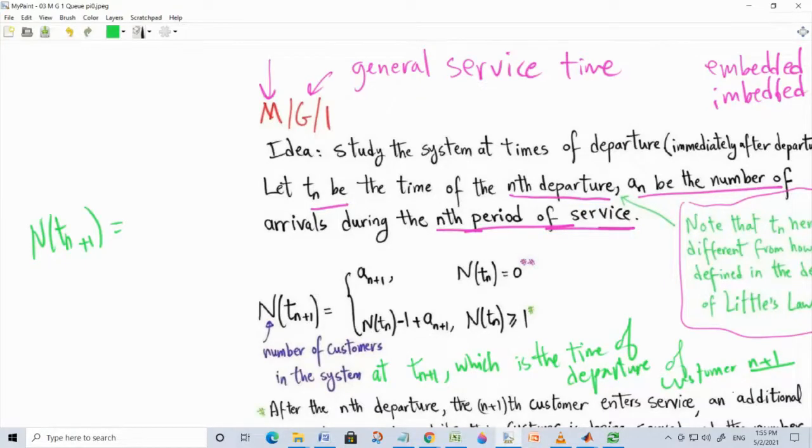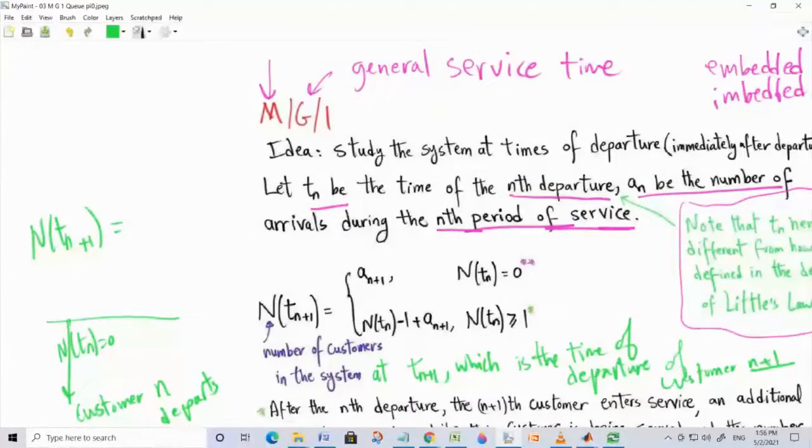Is this something that we can know just by knowing N of Tn, which is the number of customers in the system at the time of departure of customer n? The claim is that yes, if you know N of Tn, you know N of Tn plus 1, and you do not need to know anything further in the past. Specifically, suppose that N of Tn is equal to 0. So at this time instant, customer n departs, and N of Tn equal to 0 means that when customer n departs, there was no one waiting in the queue. That's the meaning of N of Tn equal to 0.